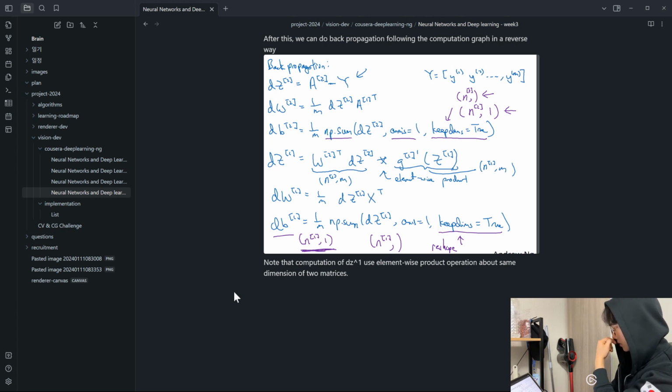dW1 and db1 are given by the following formulas. This is going to be equal to dz1 times x transpose, and this is going to be equal to dz1. And you may notice a similarity between these equations and these equations, which is really no coincidence, because x plays the role of A0, so x transpose is A0 transpose. So those equations are actually very similar.